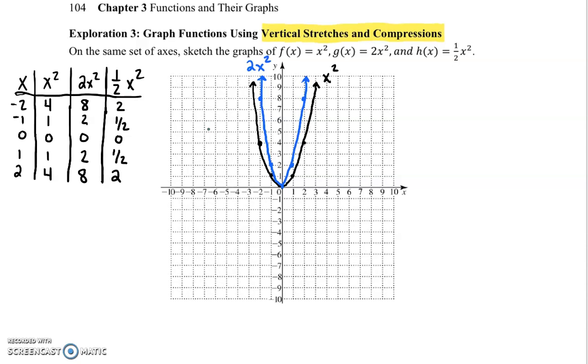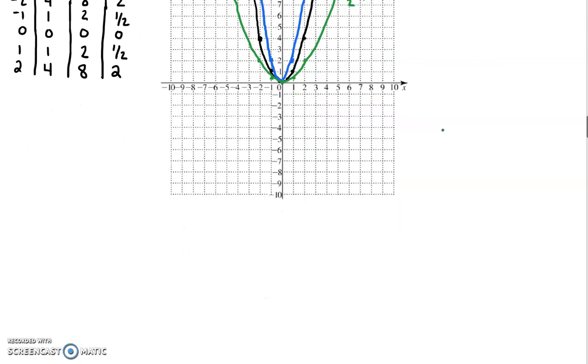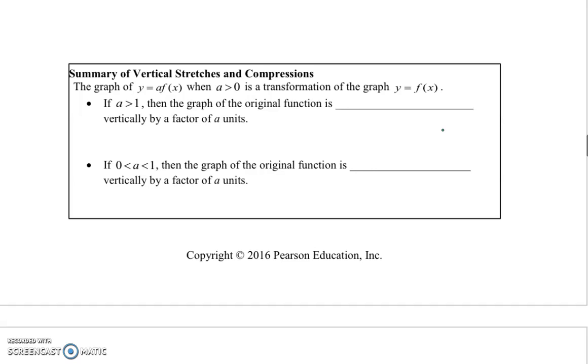And for 1/2 x squared, the y values are shorter, so the parabola looks wider. So what does that tell us about the rules for vertical stretching and compressing? Well, it tells us this.